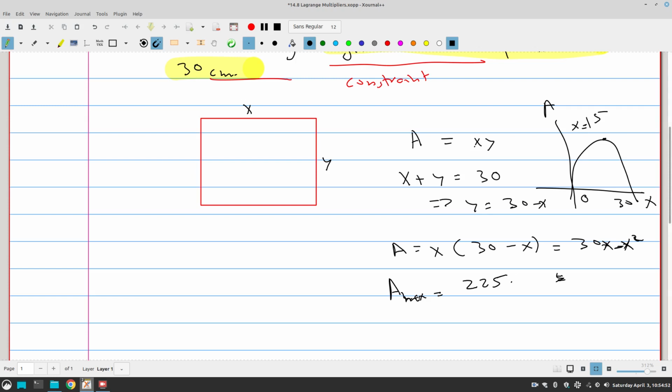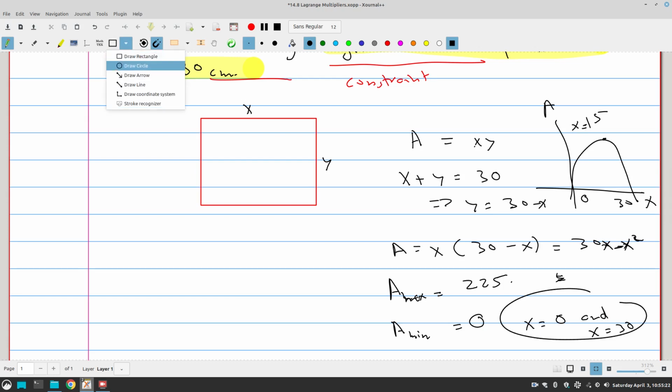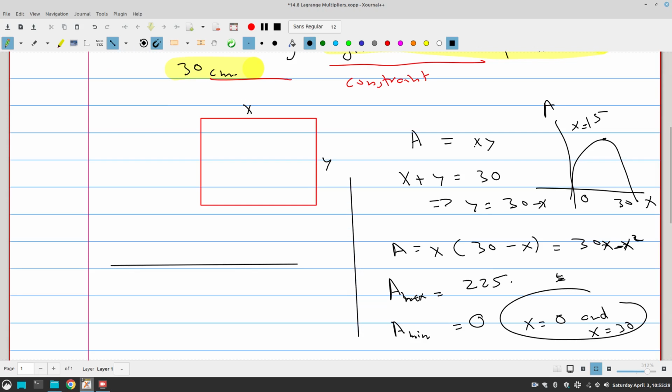All right, and of course the minimum area would be 0 at x equals 0 and x equals 30, right? That's where this collapses to a line, meaning one dimension becomes 0. If x equals 0, y equals 30, and if x equals 30, then y equals 0.